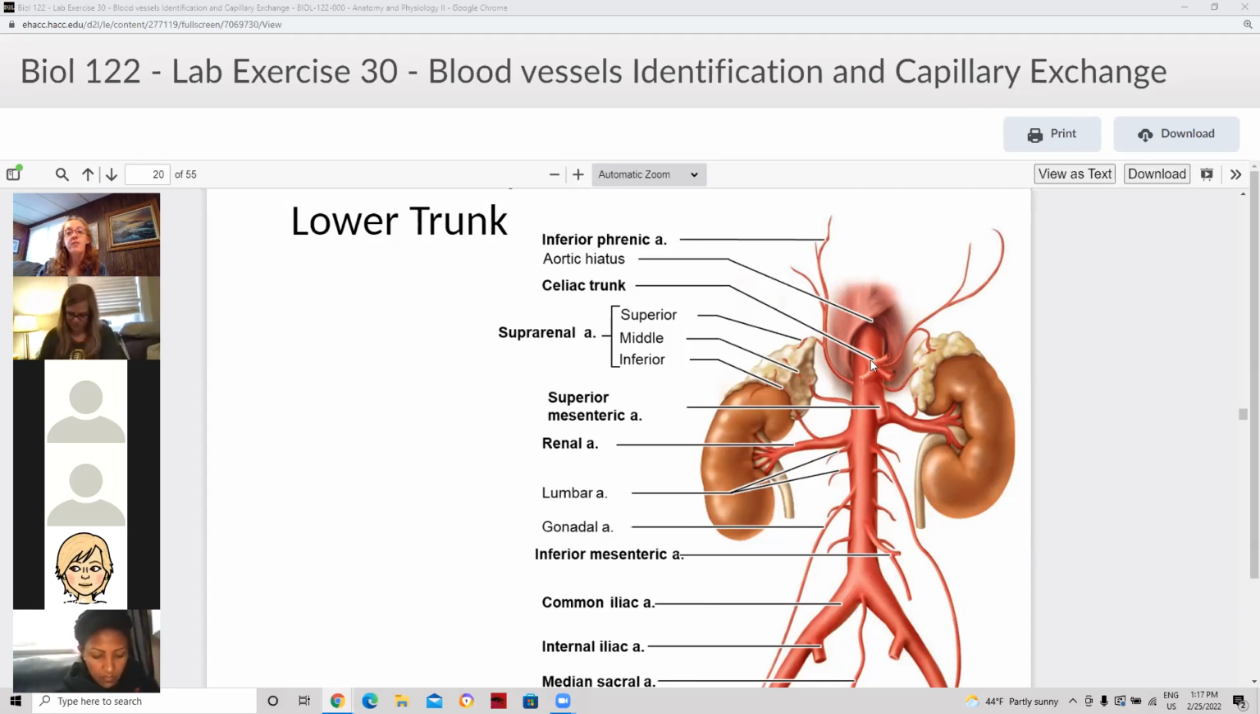Celiac trunk. So three main unpaired arteries coming off the abdominal aorta. Celiac trunk, the superior mesenteric artery. These are unpaired. So celiac trunk, superior mesenteric artery, and the inferior mesenteric artery. Those are the three unpaired arteries coming off in order. Celiac trunk, superior mesenteric artery, and inferior mesenteric artery.